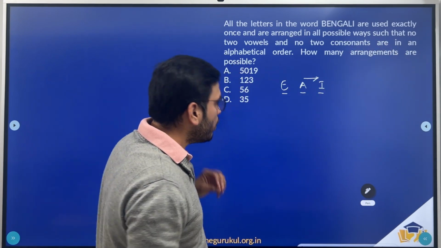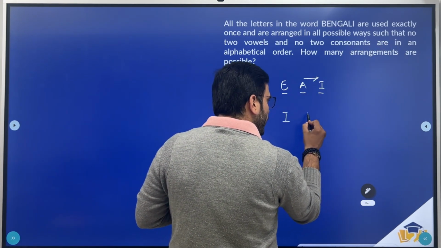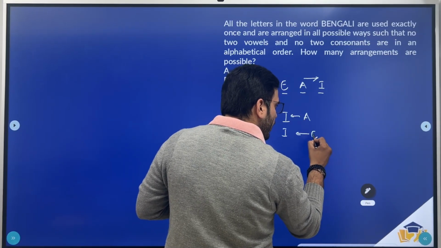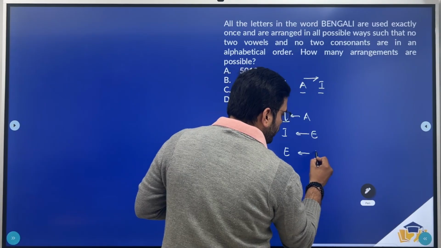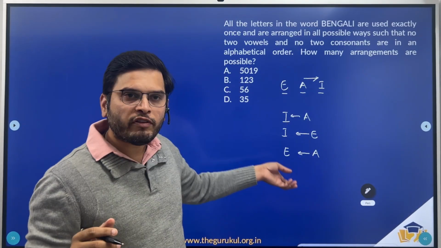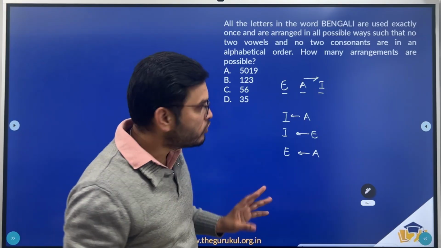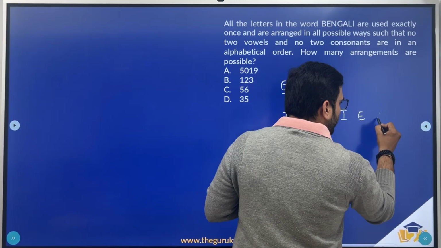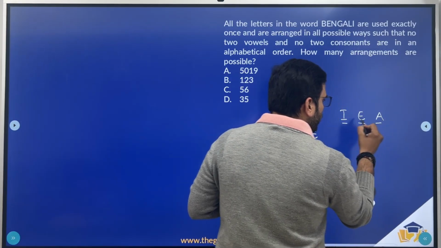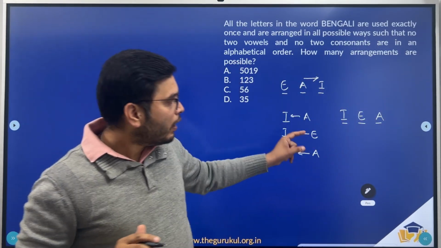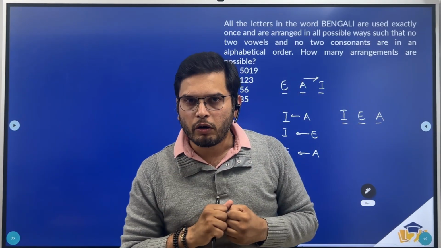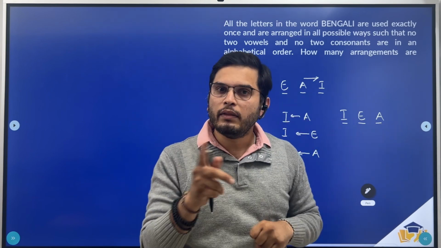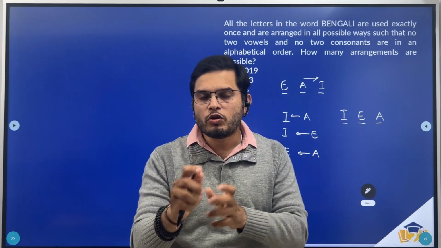So we should ensure that I should be before A, I should be before E, and E should be before A, so that any 2 out of these 3 will not be in alphabetical order, right? That's only possible when you have I, E, and A in the corresponding places in this order. Now this is nothing but reverse alphabetical order. So not to have any 2 vowels in alphabetical order, all the 3 of them should be in reverse alphabetical order. Same applies to consonants also.